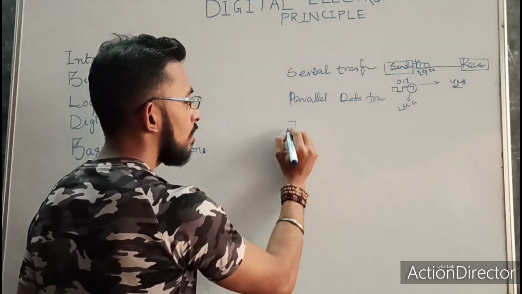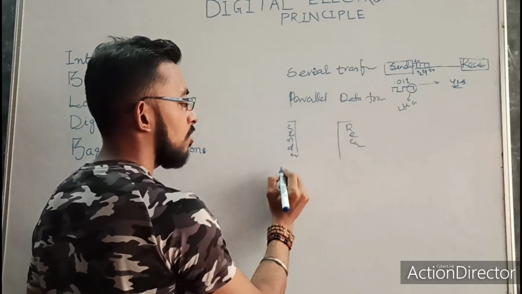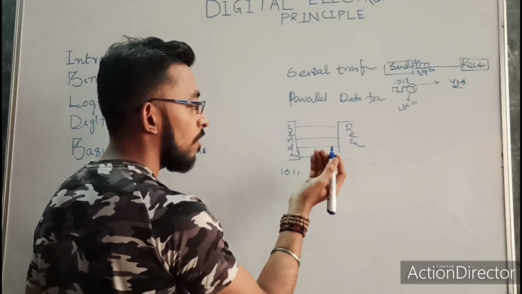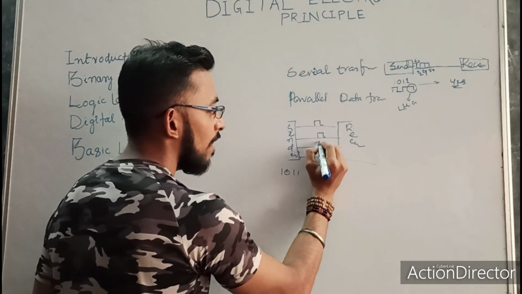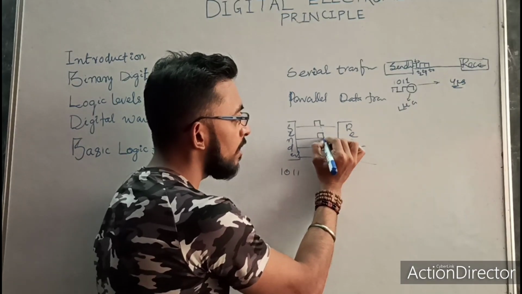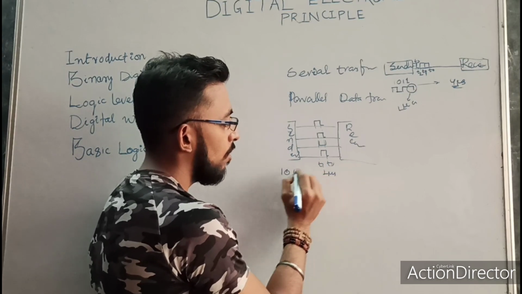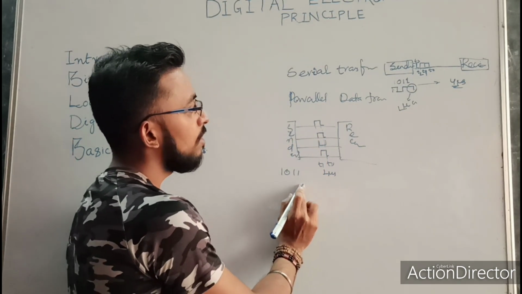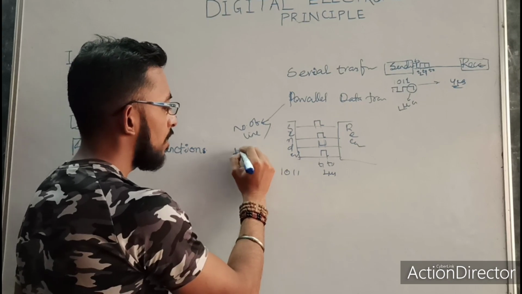What is parallel data transfer? Suppose this is the sender side and this is the receiver side. I want to send the same 1011 from my sender end to the receiver end. Then there are 4 lines. In the first line, 1 will be transferred. In the second line, the next 1 will be transferred. In the third line, the 0 will be transferred. And in the next line, 1 will be transferred. So what happened? In the t0 to t1 interval, that is within 1 microsecond, all my data is transferred to the receiver end. But here the number of lines needed is more. So in parallel data transfer, the number of lines is higher than in serial data transfer, but the time taken is less.